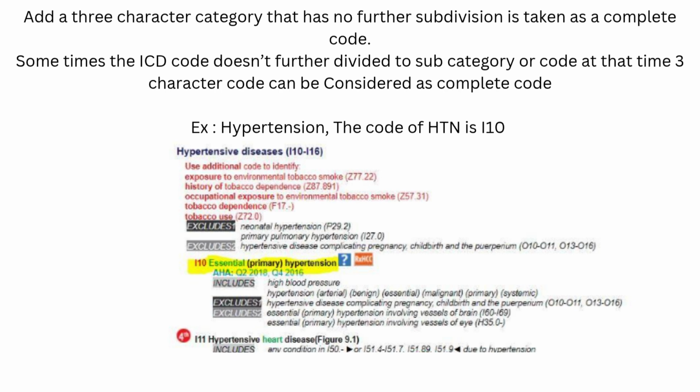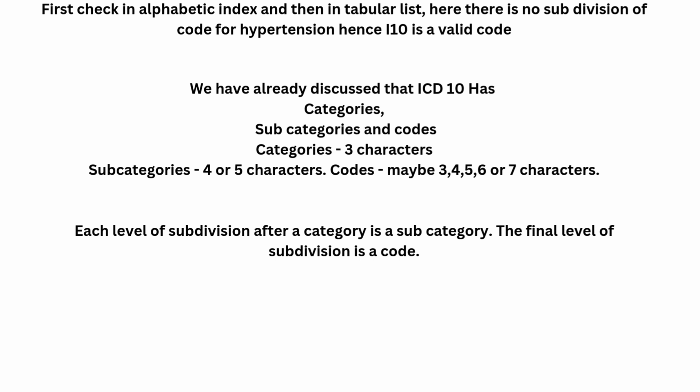So we have to confirm. First check in the alphabetic index, and then in the tabular list. Here there are no subdivisions of the code for hypertension, hence I10 is a valid code. We have already discussed that a code has category, subcategory and code. Category is 3 characters, subcategory is 4 or 5 characters, so it may be 3, 4, 5, 6 or 7 characters. Each level of subdivision after the category is a subcategory. Finally, the last level of subdivision is the code.